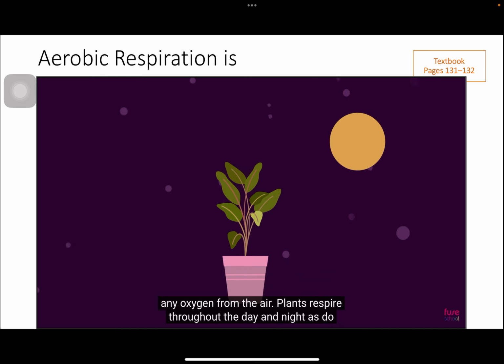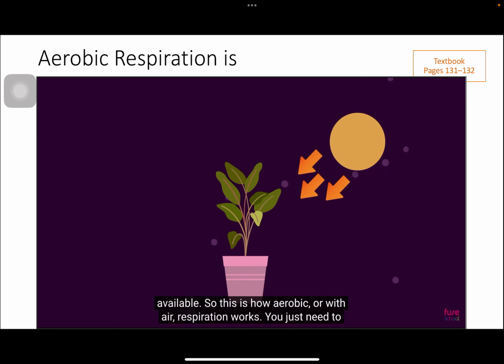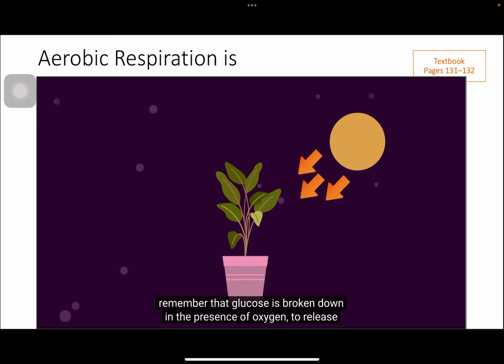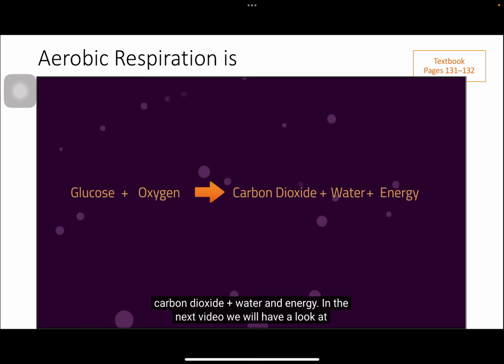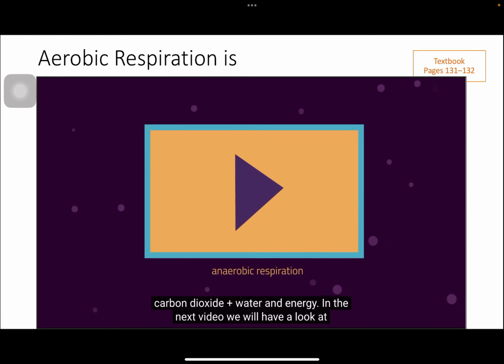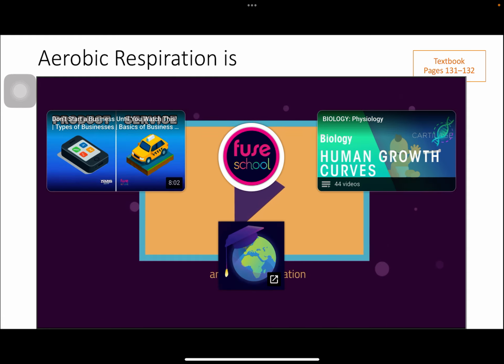Plants respire throughout the day and night, as do animals, but they only photosynthesize during the day, when there is light available. So this is how aerobic, or with air, respiration works. You just need to remember that glucose is broken down in the presence of oxygen to release carbon dioxide, water, and energy. In the next video, we will have a look at anaerobic respiration and how it differs.